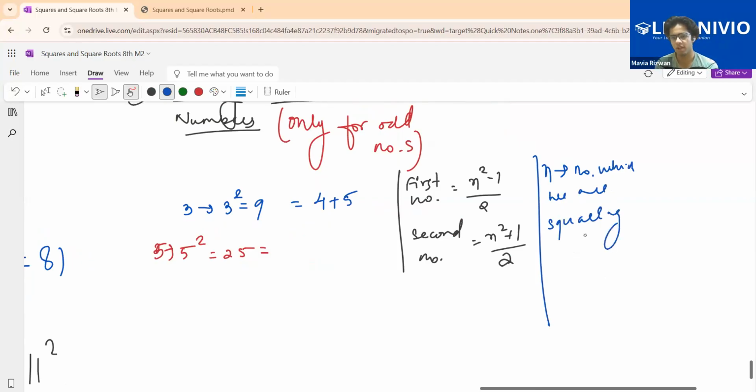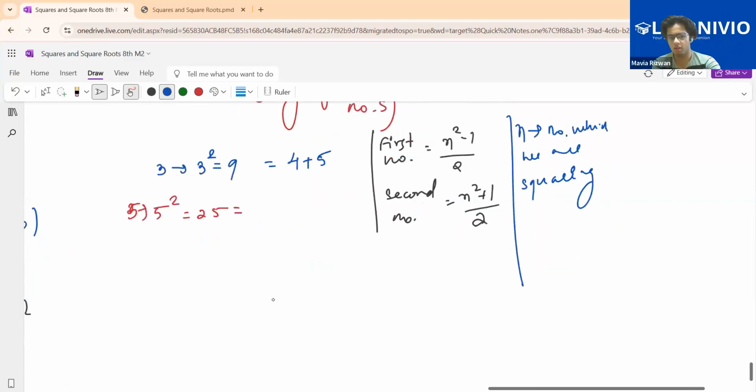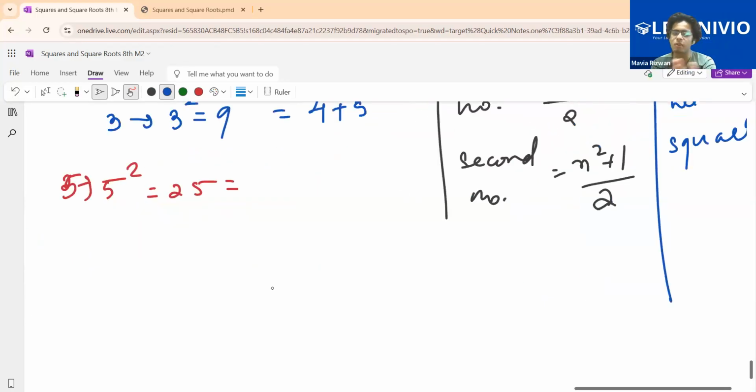Okay, the number which you are squaring is the square number. Now see, we have to express 25 as the sum of two consecutive numbers. So the first number would be (5 square minus 1) by 2, and the second number would be (5 square plus 1) by 2. Now, 5 square minus 1 by 2.